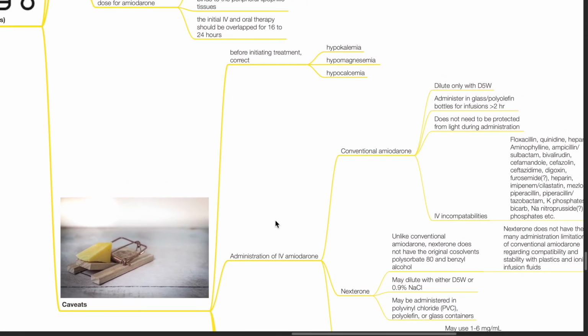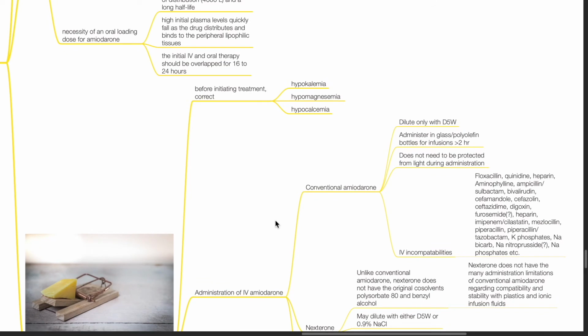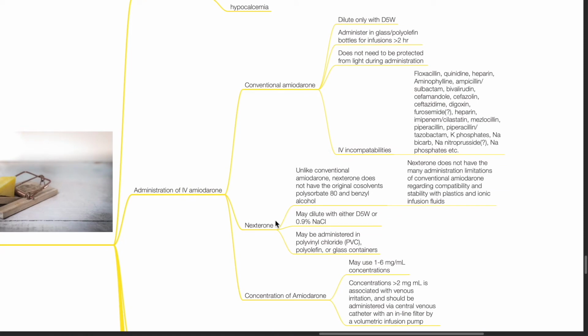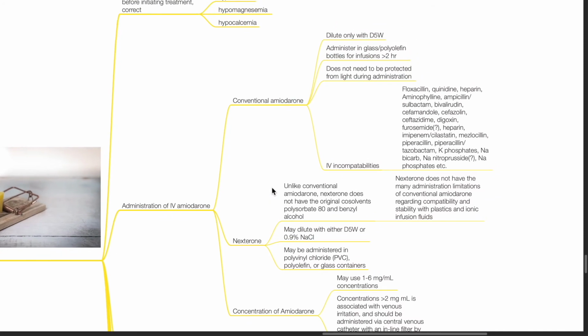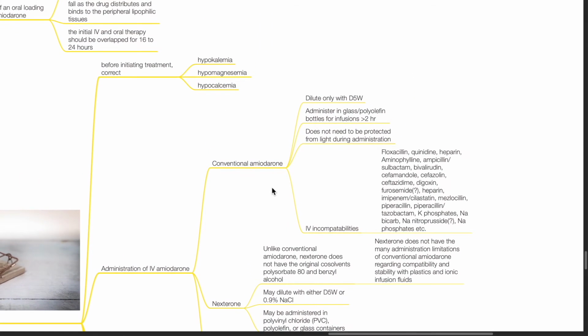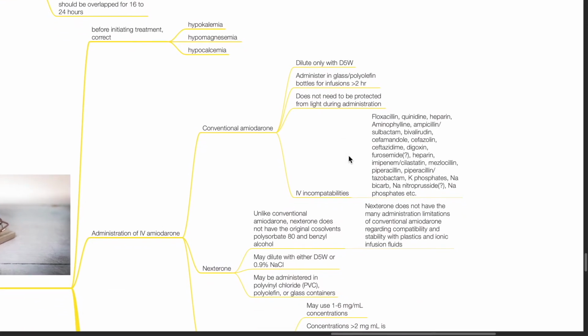Caveats. Before initiating amiodarone treatment, correct hypokalemia, hypomagnesemia, and hypocalcemia. Administration of IV amiodarone. For conventional amiodarone, dilute only with dextrose 5%. Administer in glass or polyolefin bottles for infusion lasting more than 2 hours. There is no need for protection from light during administration. Be wary of IV incompatibilities such as heparin, aminophylline, ampicillin sulbactam, digoxin, furosemide, etc.